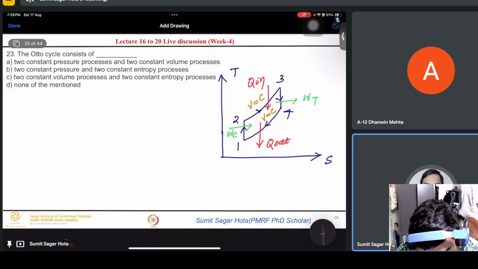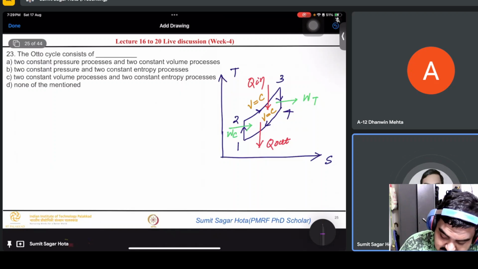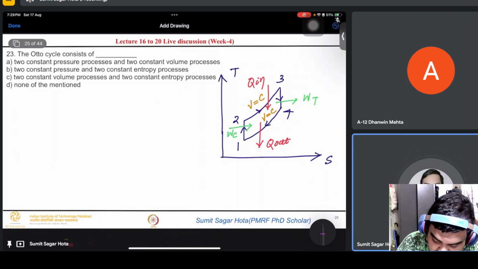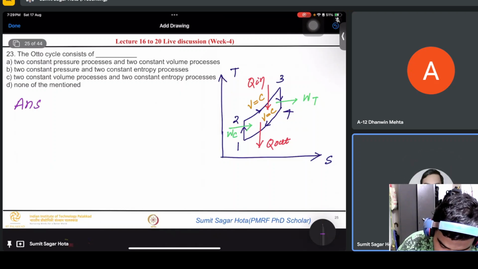So this is the schematic of an Otto cycle. Let's write down what the things are. So it's actually the answer, you can write down. See, this is your Otto cycle.